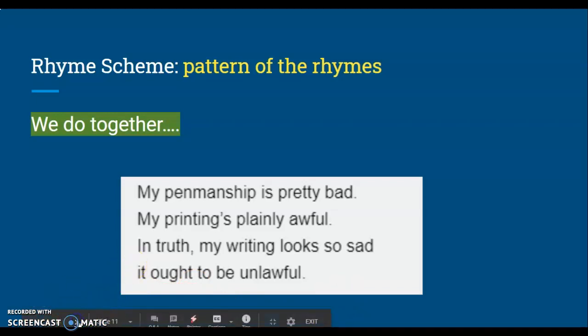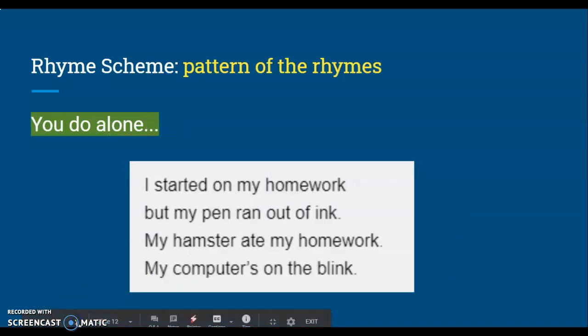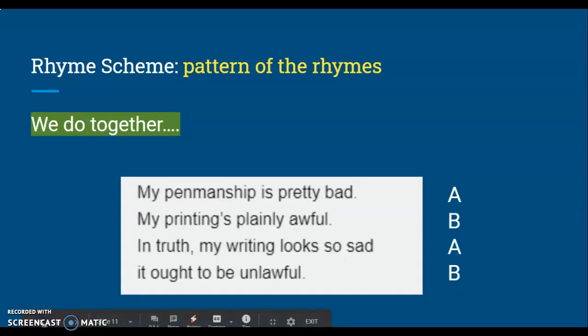All right, let's take a look at our answer. Whoops. Oh my goodness. What happened? Okay, yep, here we go. It is A, B, A, B. Why? Because bad and sad rhyme, and awful and unlawful rhyme. So they are B and B.